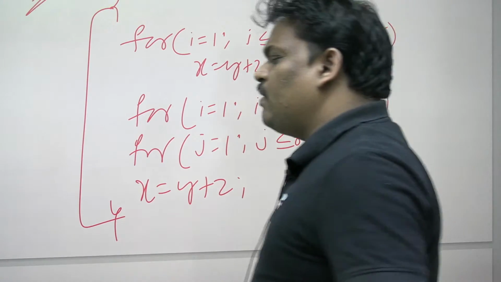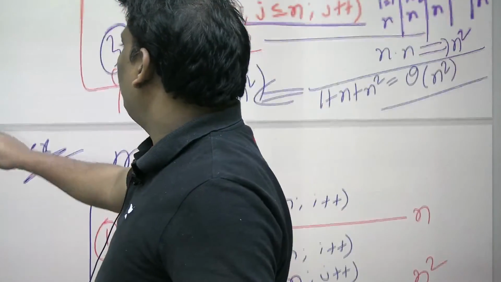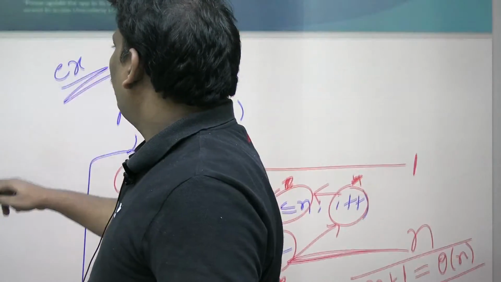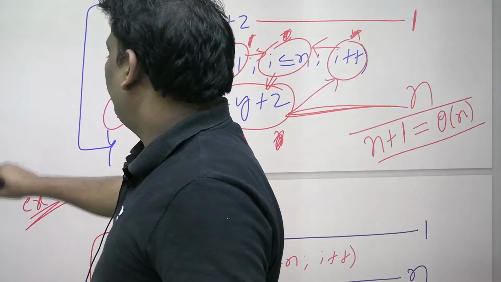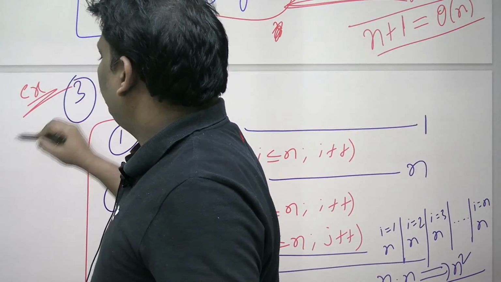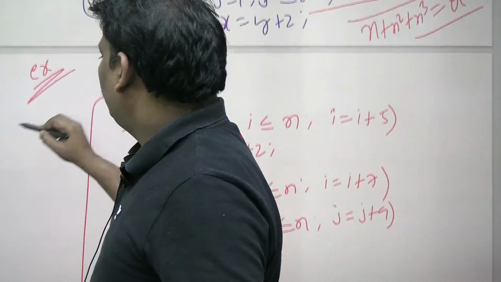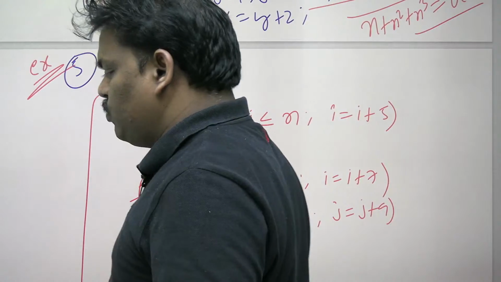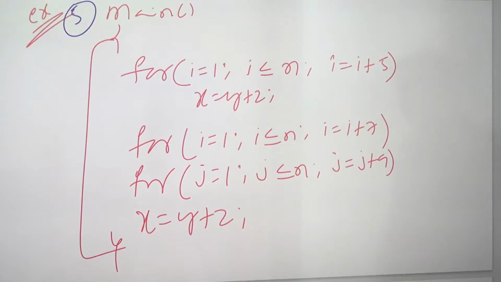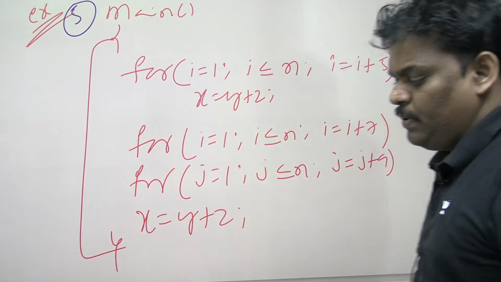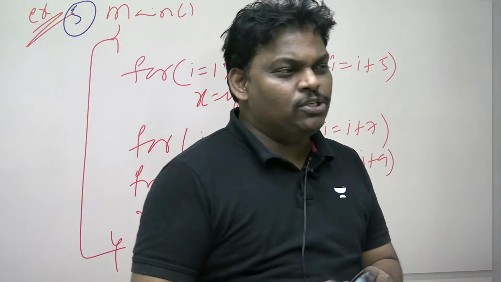I think it is the fifth program. One program we did in the first class. It is the second program, the third program, the fourth program. So it is the fifth program. Try yourself. What is the time complexity of this program?